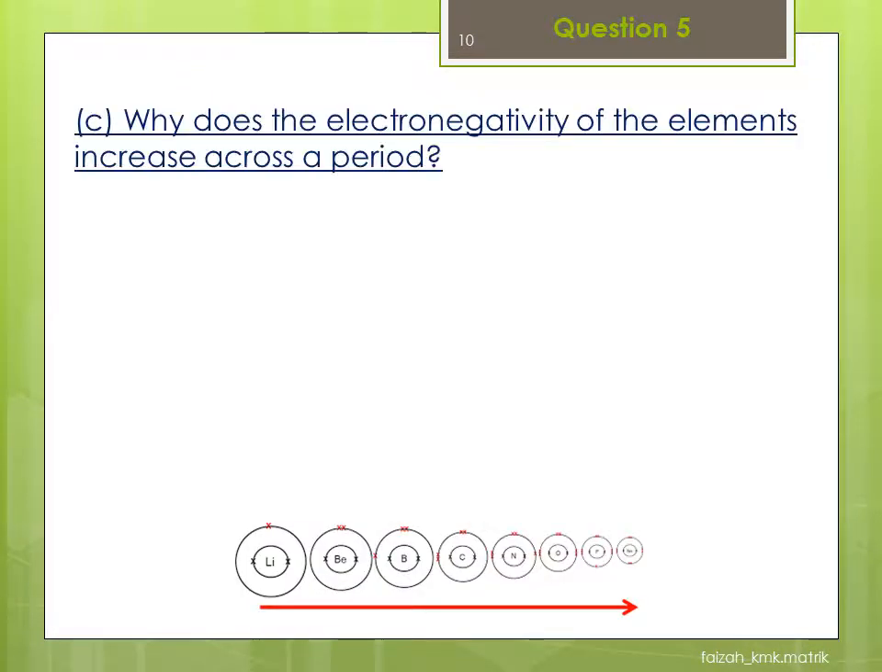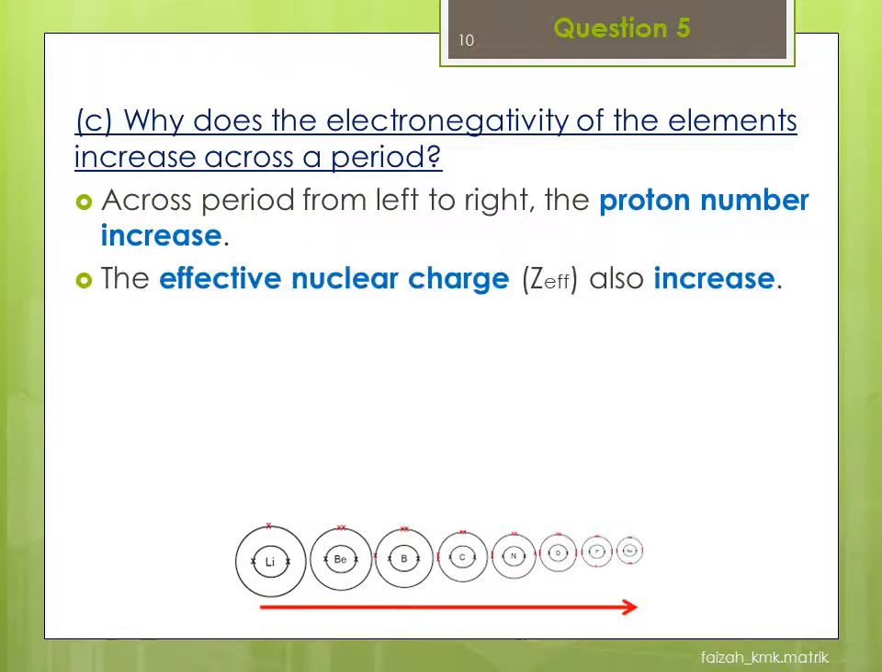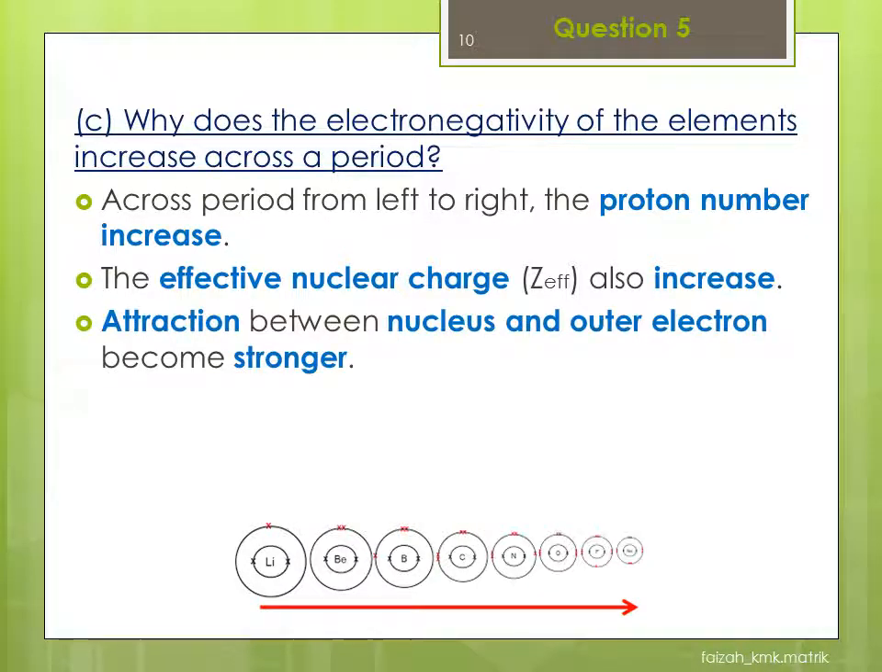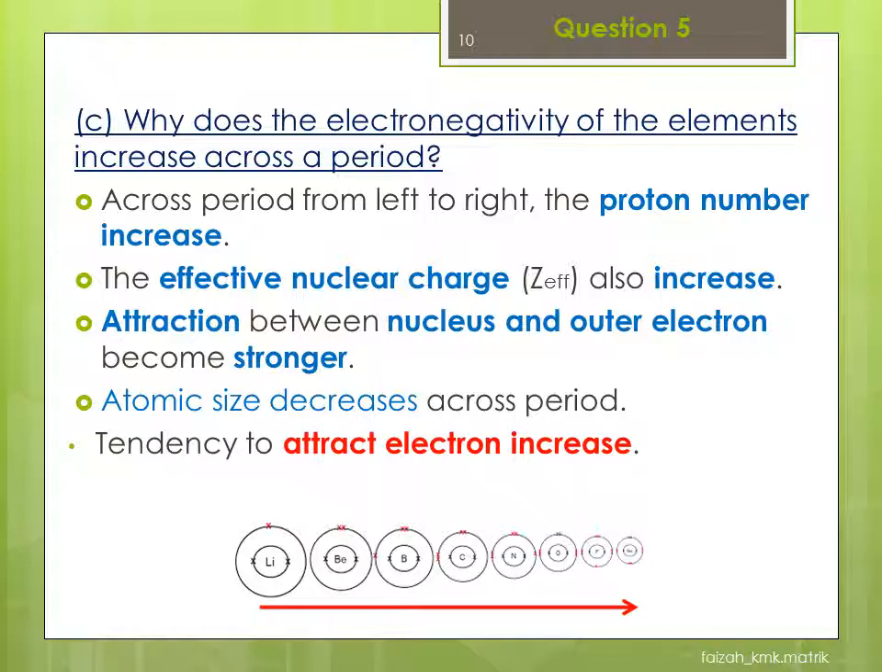Question 5C. Why does the electronegativity of the elements increase across a period? Across period from left to right, the proton number increases. The effective nuclear charge, ZF, also increases. Attraction between nucleus and outer electron becomes stronger. Atomic size decreases across period. Tendency to attract electron increases. Finally, electronegativity increases. Jadi, kita tengok trend electronegativity merentasi kala 2 daripada lithium sehinggalah kepada neon.